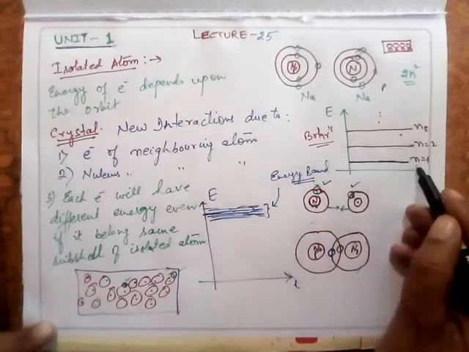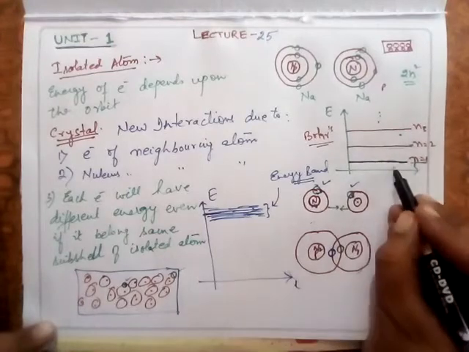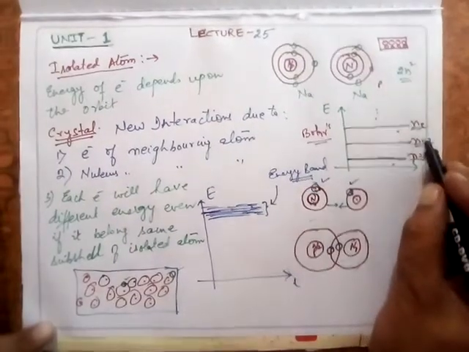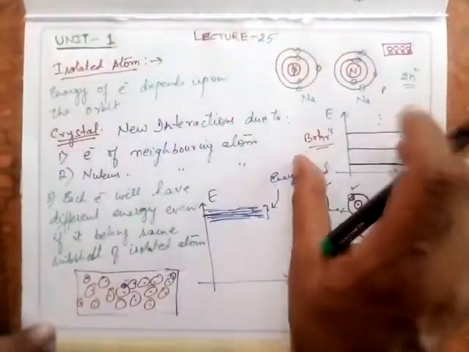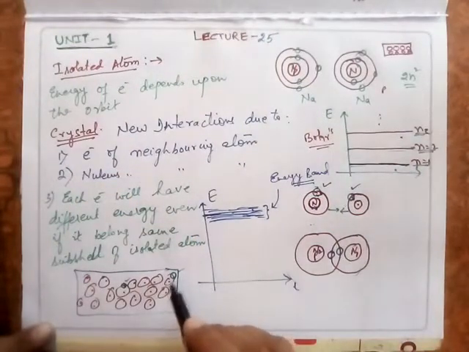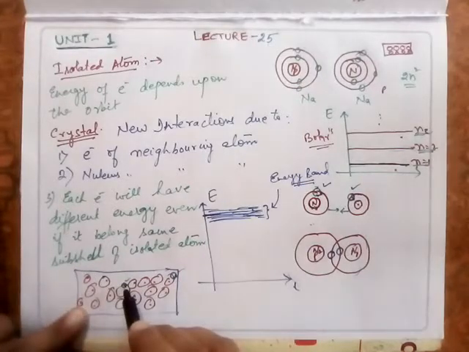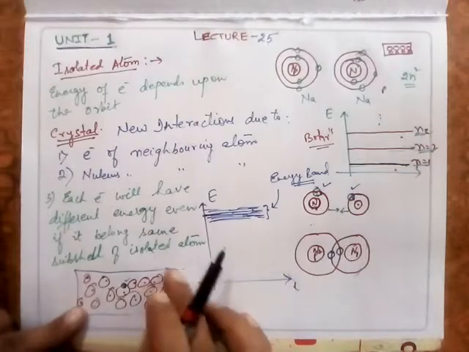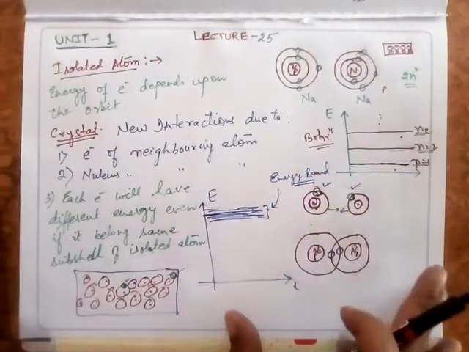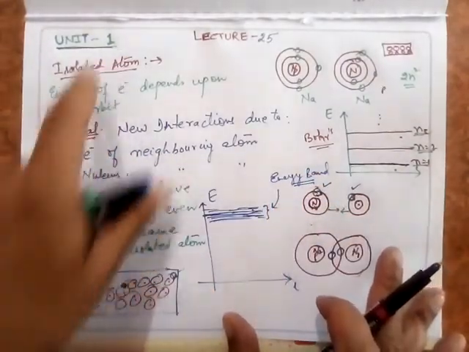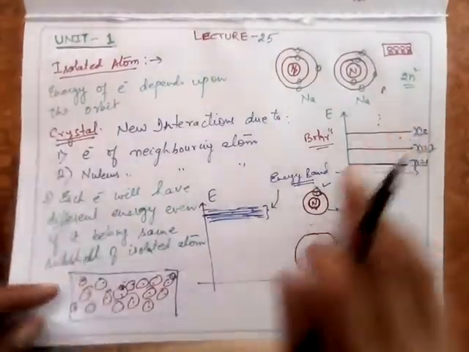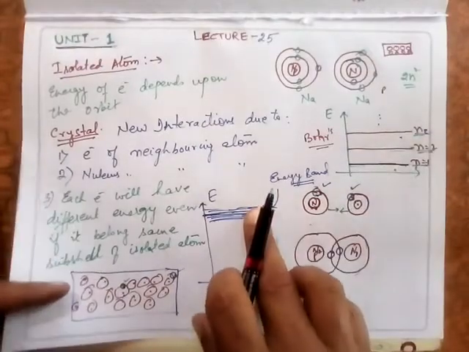here the electron of the first orbit will have this energy only, the second orbit electron will have this much energy, and every electron of the third orbit will have the same energy as long as the atom is isolated. But once it becomes a crystal, this electron of the first orbit and that electron of the first orbit will have different energy, because it has different kinds of interactions. So this is about the difference between a crystal and an isolated atom, the difference between discrete energy levels and this energy band here.